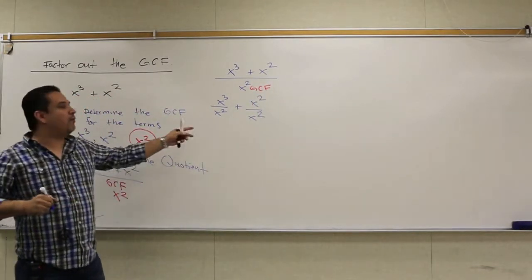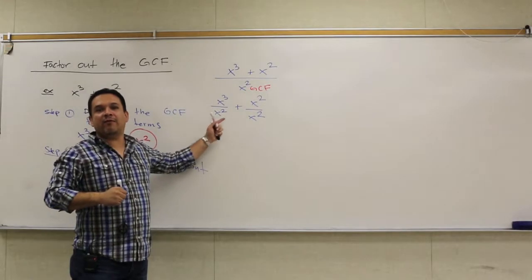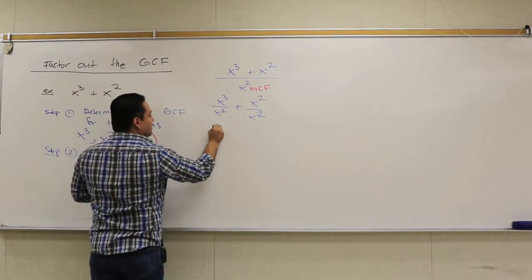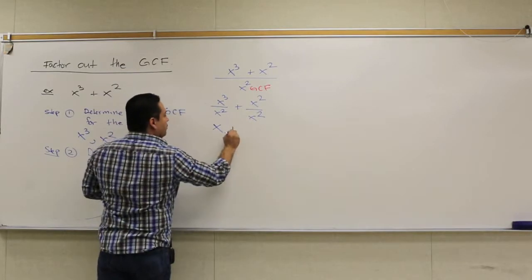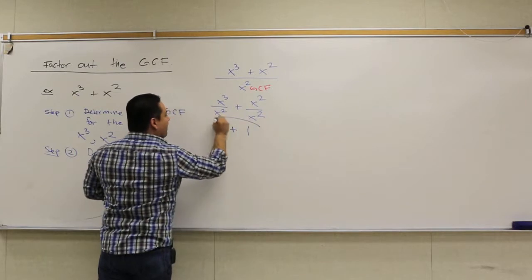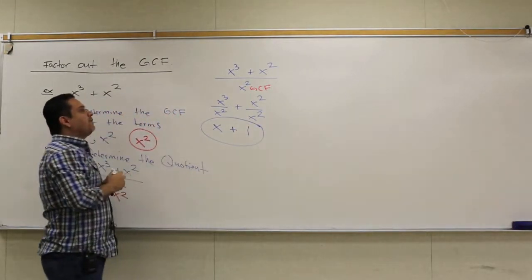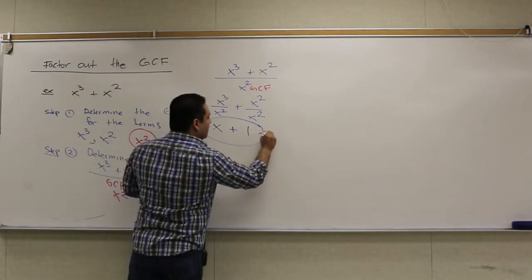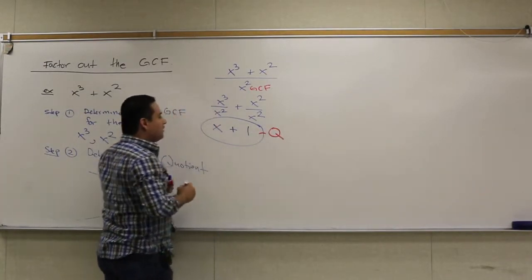Now you have two division problems. Properties of exponents are at play. So what's x cubed over x squared? This is just x, right? Plus, what's x squared over x squared? You have found, what did you just find in this step? The quotient.